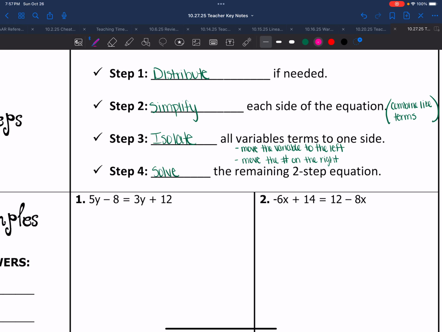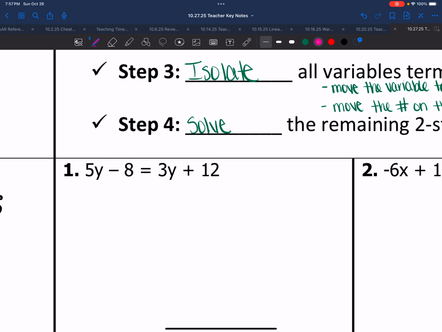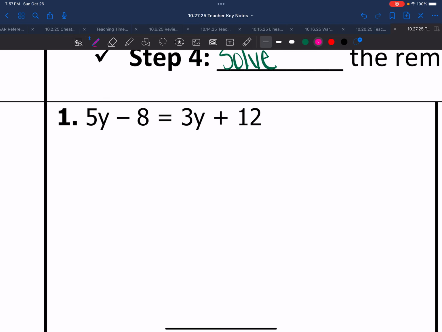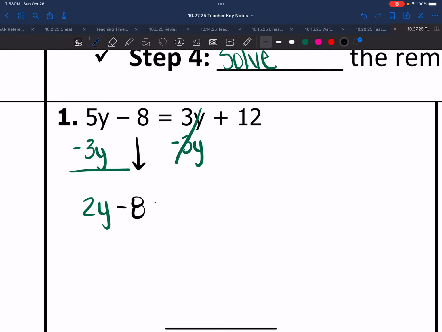That's why I say if needed. So if I go to number 1, I don't need to distribute because there's not a number in front of parentheses. I don't need to combine like terms because they're already simplified. So now I'm going to move all the variables to the left. So I'm going to do minus 3y because that's a positive 3y, and I'm going to do it to both sides. Well, 5 minus 3 is 2y. I'm going to bring down everything I didn't use, which is minus 8. And then I'm going to bring down the 12.